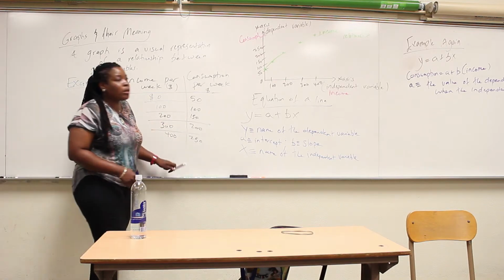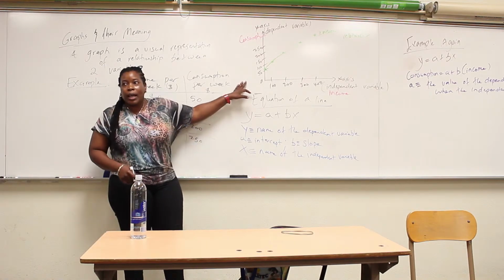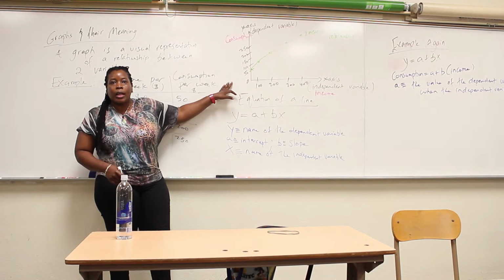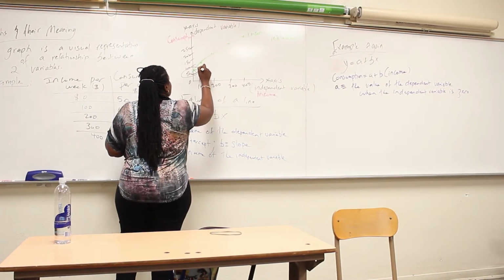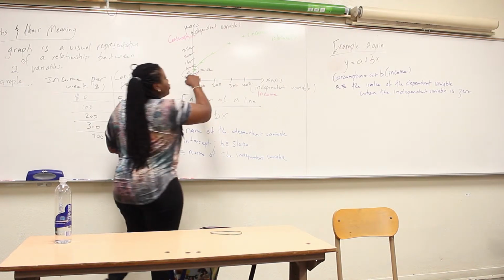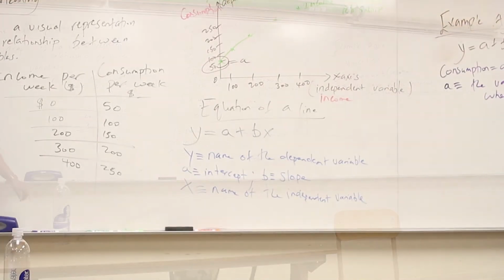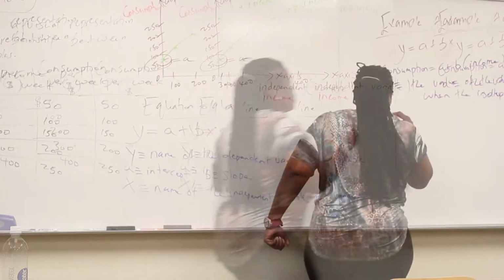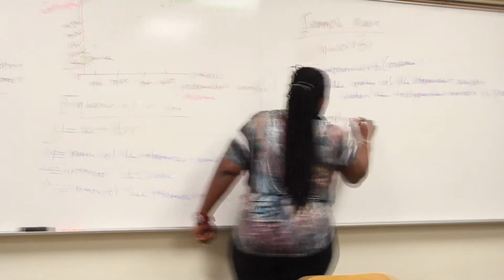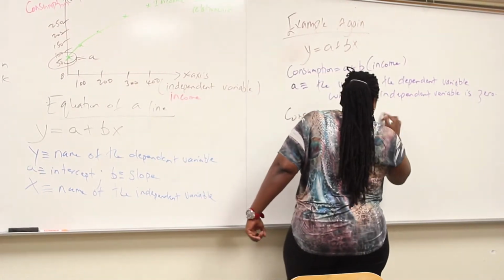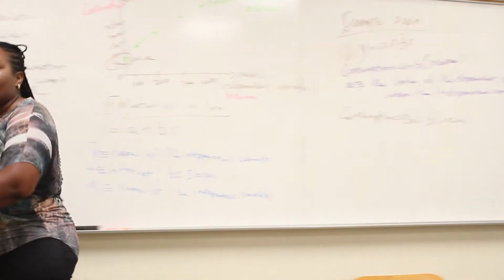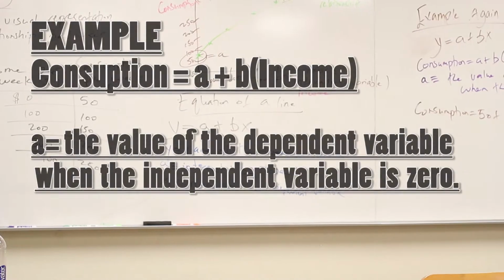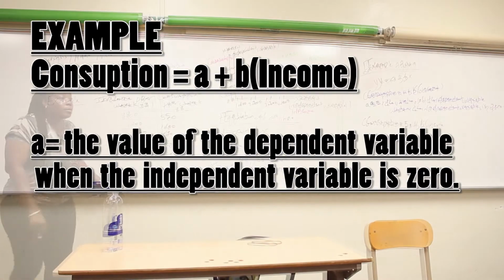Or if you look at your graph, this is a good way to get it. I always like to look at the graph. We look at where the graph crosses the Y-axis, and that's your A. It's the same spot. So if we want to put in the pieces, consumption is equal to 50 plus B times income. This is why I say draw your graph first. If you draw your graph, things will fall naturally in place.